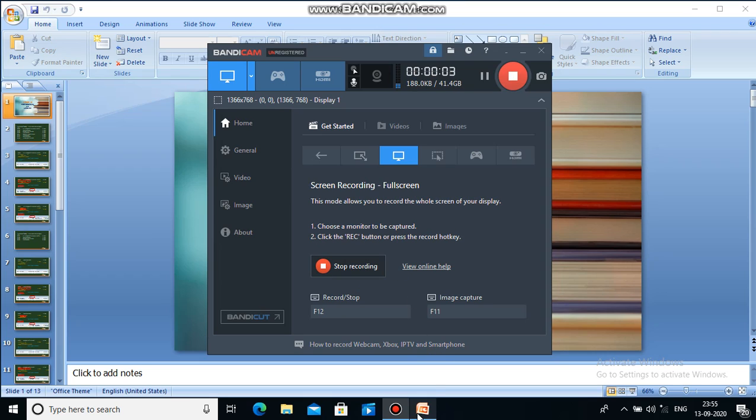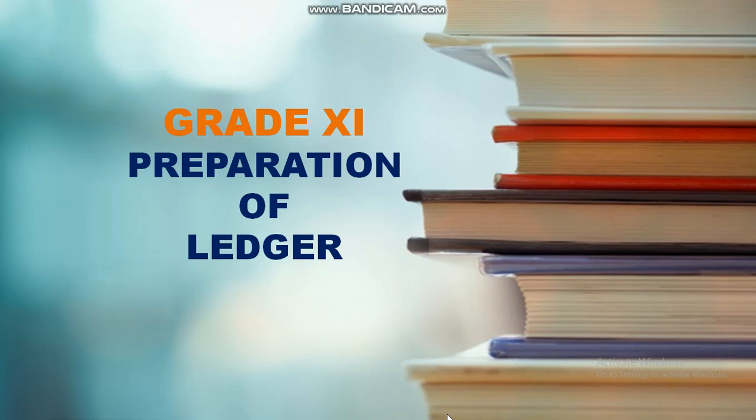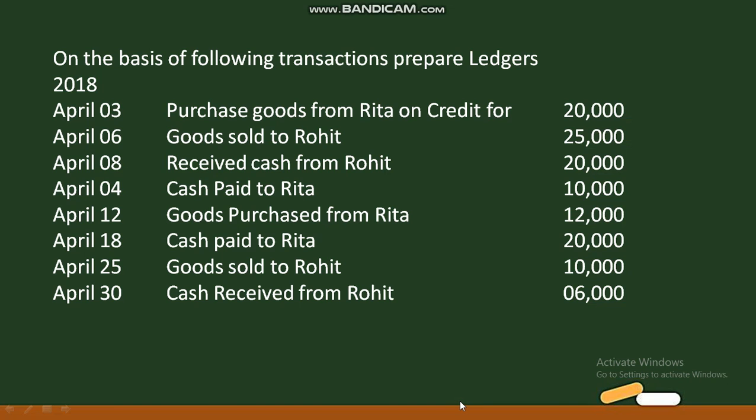Hello dear students. Today we are going to continue our very important chapter, that is the preparation of ledgers. Today we are going to learn how we can make any kind of ledger. Here we have a question. Using all these transactions, first we have to prepare our journal, and after that we have to prepare our ledgers.